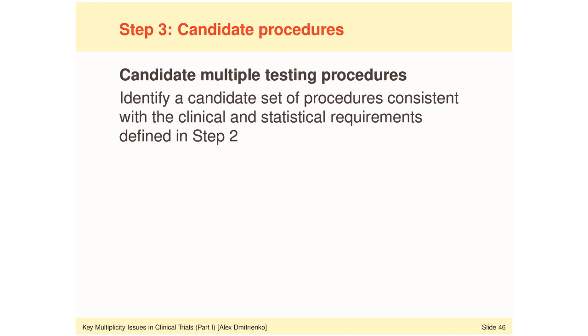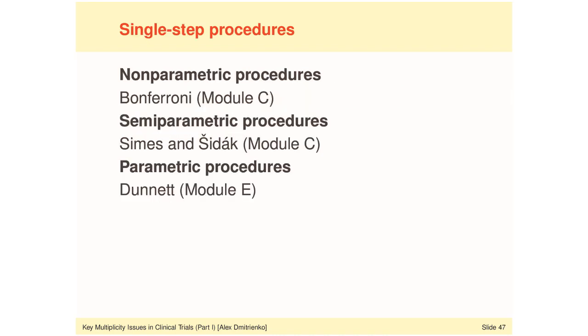On the next 3 slides, I will very quickly give examples of multiple testing procedures based on the two classification schemes I introduced earlier in this module. Let us begin with a class of single-step procedures. When it comes to nonparametric procedures, the Bonferroni is probably the best example, and the Bonferroni procedure will be discussed in Module C. There are two examples of semiparametric single-step procedures. It is Simes and Sidak.